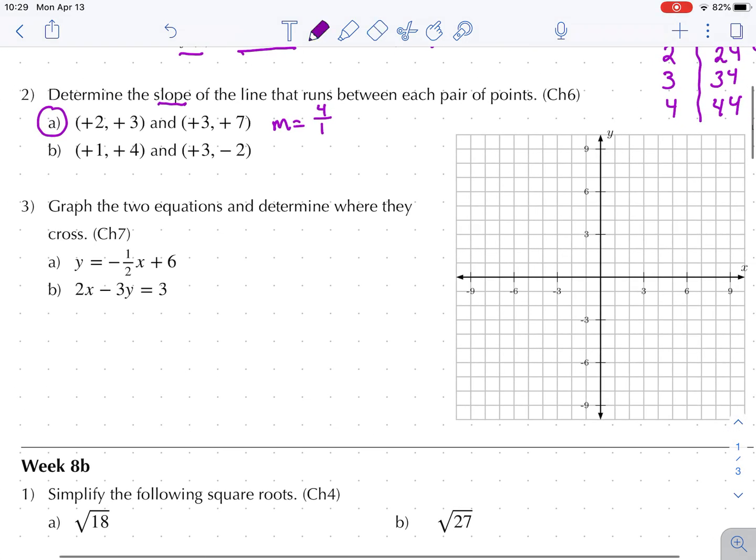Let's look at letter B. I'm going to just choose a different color for letter B. Plus 1 plus 4 is right there on my graph, plus 1 plus 4. Plus 3 minus 2, it's down here.